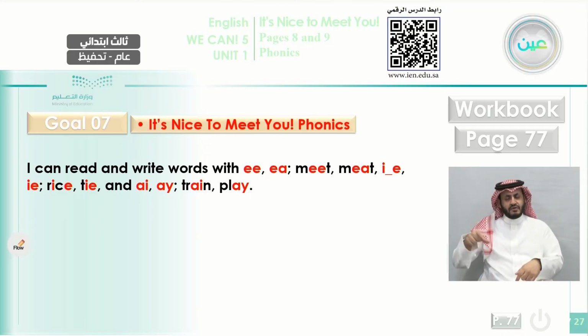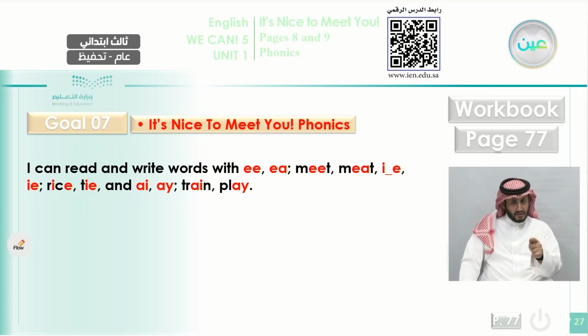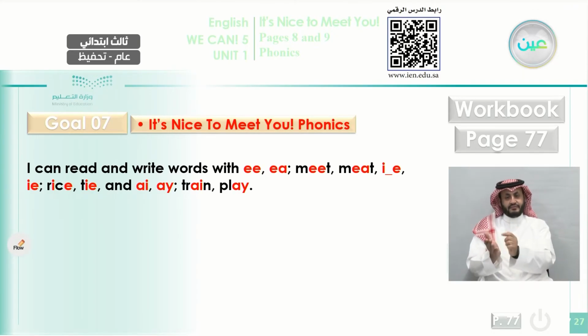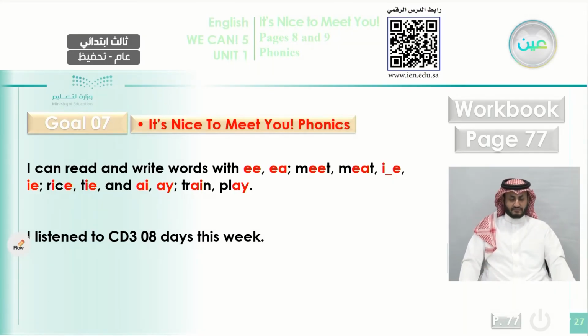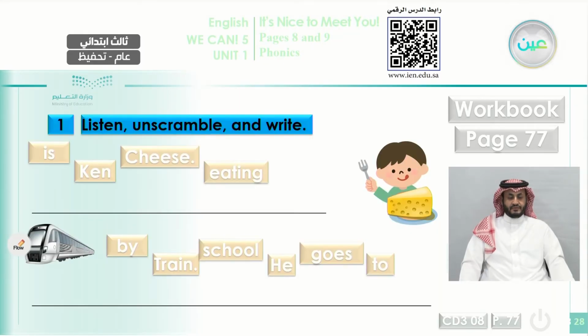Can you read and write words with EE, EA as in meat, I and the smart E, IE as in rice and tie, and AI, AY as in train and play? If you can do that, that's excellent. Did you listen to CD3 this week? That is also very important to do. Okay, listen, unscramble, and write.